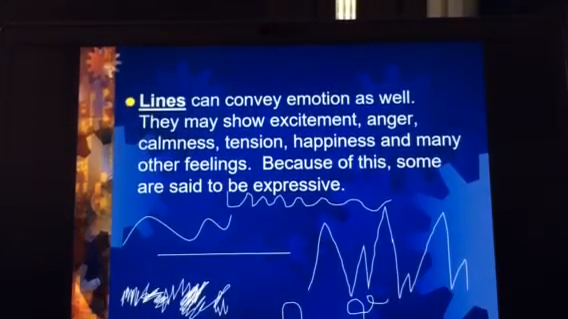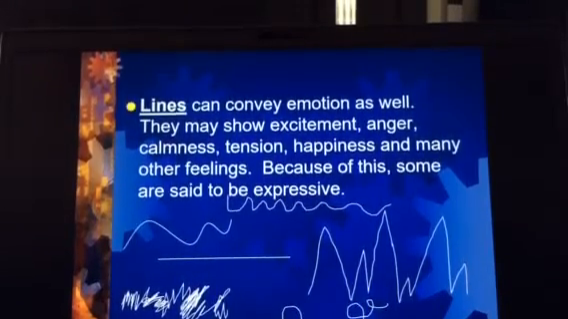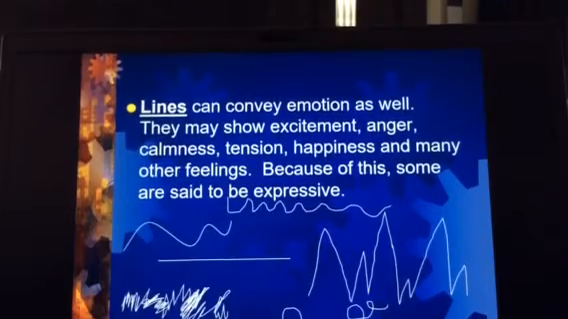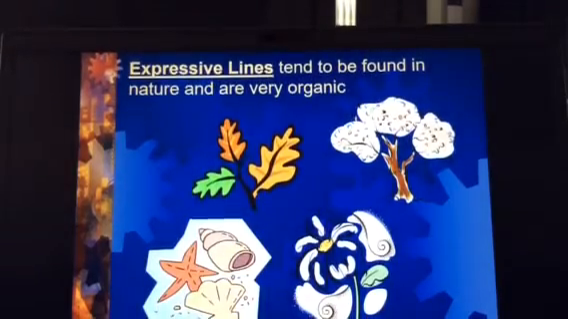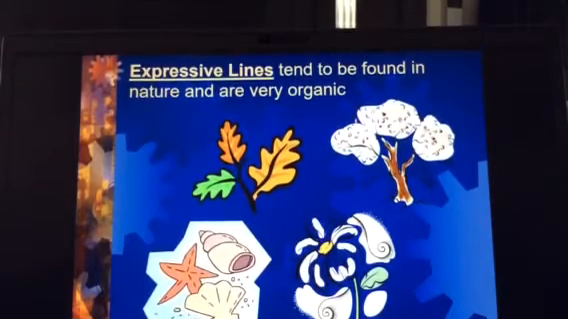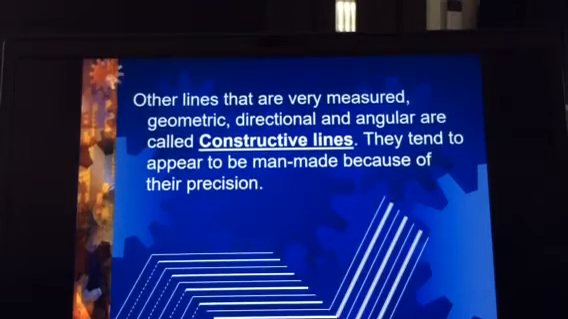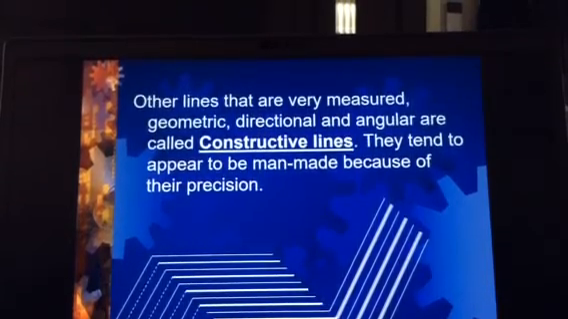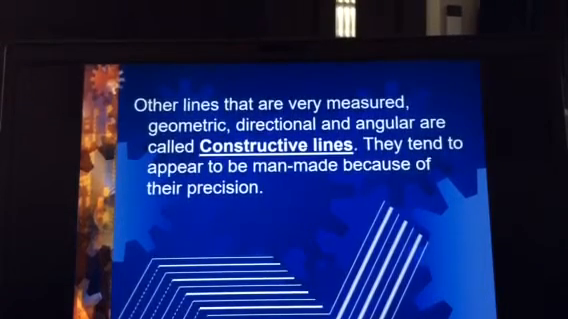Lines can convey emotion as well. They may show excitement, anger, calmness, tension, happiness, and many other feelings. Because of this, some are said to be expressive. Expressive lines tend to be found in nature and are very organic. Other lines that are very measured, geometric, and angular are called constructive lines. They tend to appear to be man-made because of their precision.